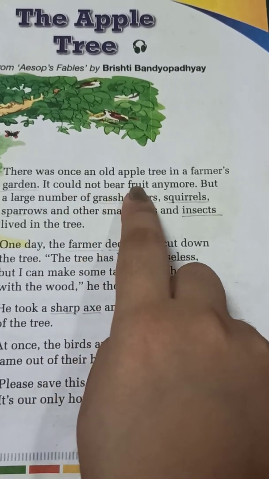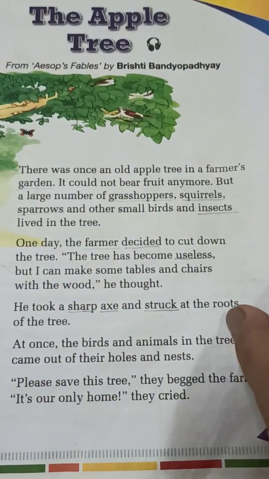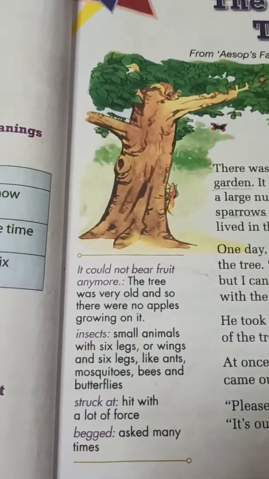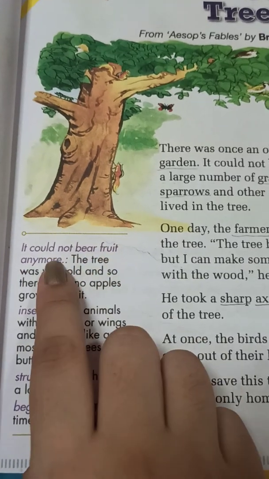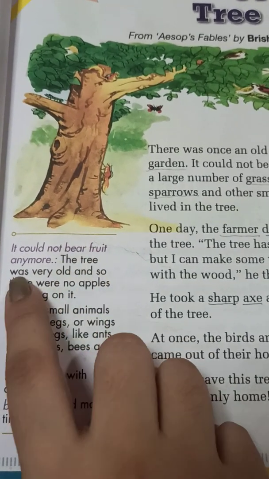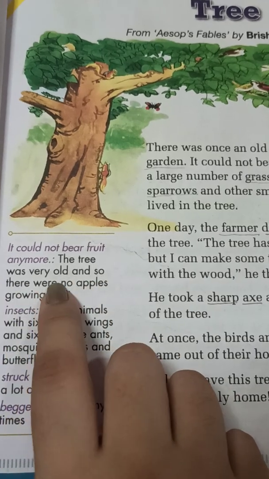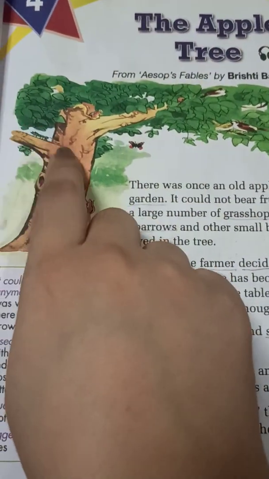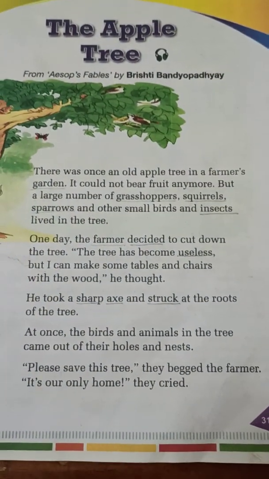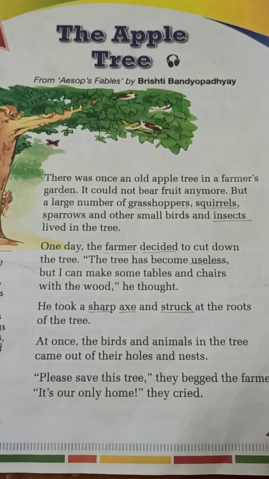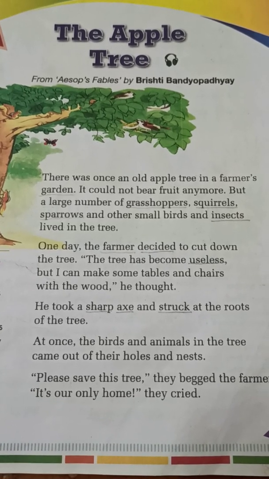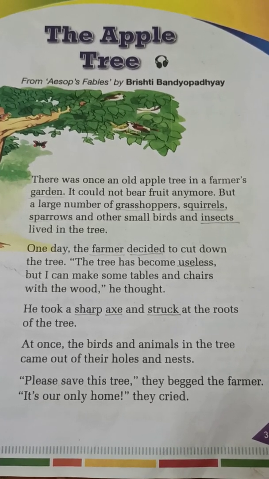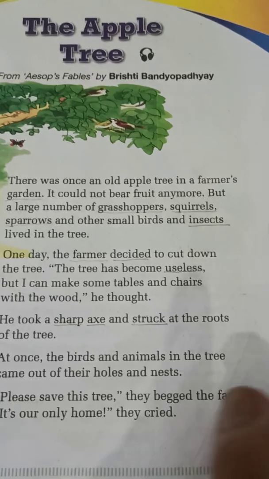It could not bear fruit anymore. What do you mean? It means the tree was very old, and so there were no apples growing on it. The apple tree in the farmer's garden was a very old apple tree, and apples could not grow on the tree anymore. It could not bear fruit anymore.